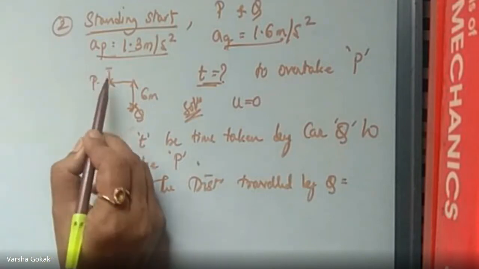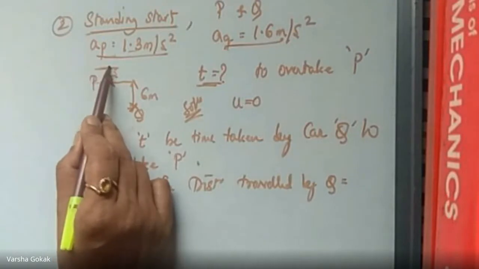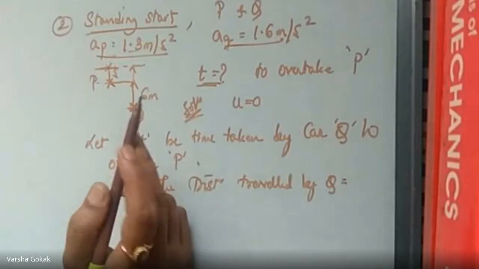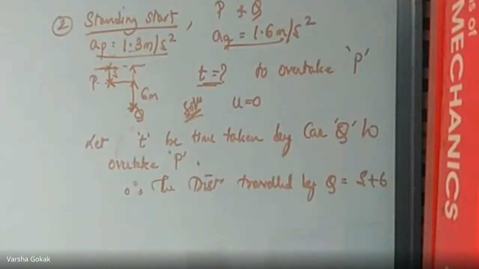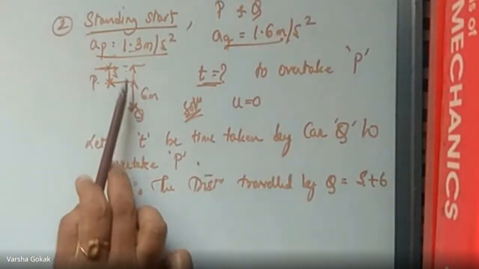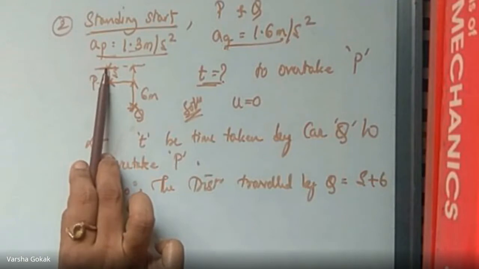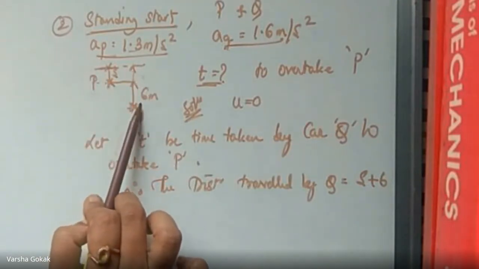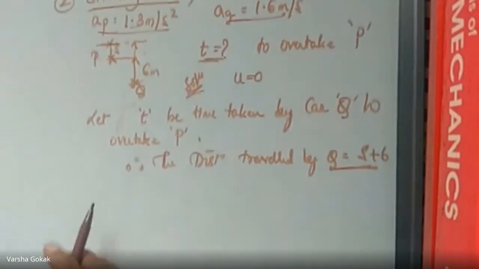Say P is traveling for S. Okay. Now for Q to overtake P means at this junction. So what is the total distance traveled by Q? S plus 6. Right? So we want to find the time when it is overtaking. This is also in motion. So if this has traveled for a distance S, Q should travel a distance of S plus 6 to overtake P. So we know the distances. Distance of P is going to be S, distance of Q is going to be S plus 6.